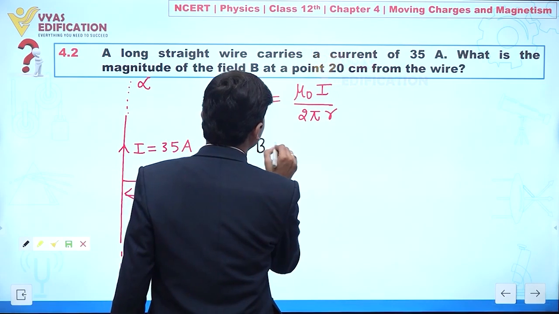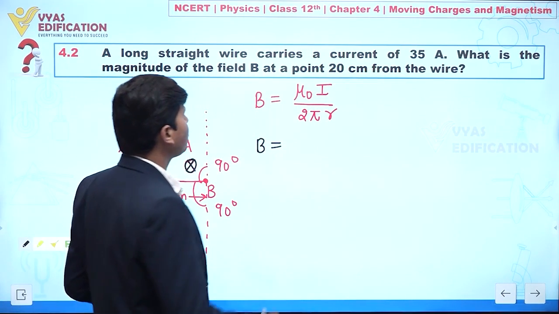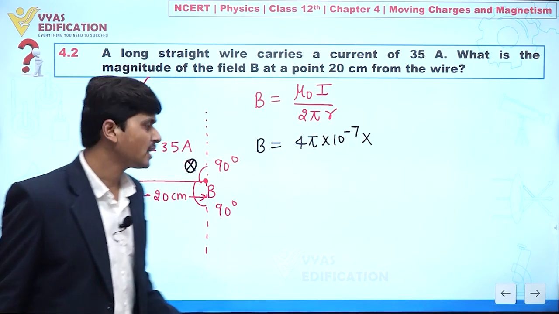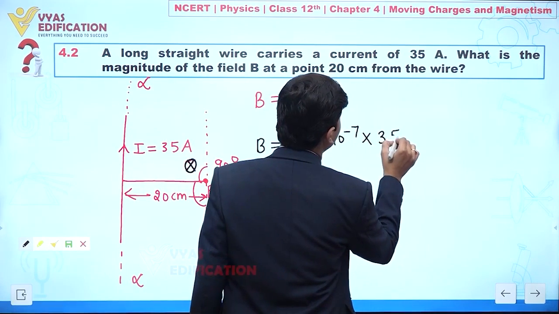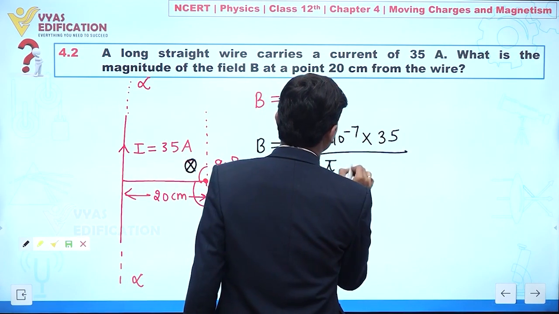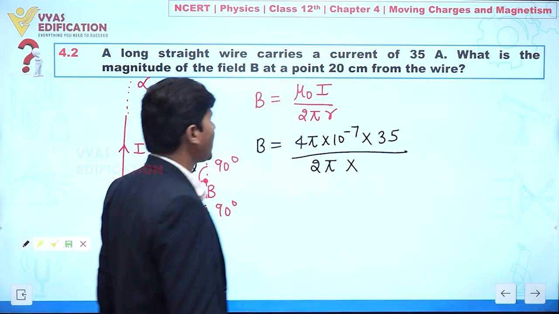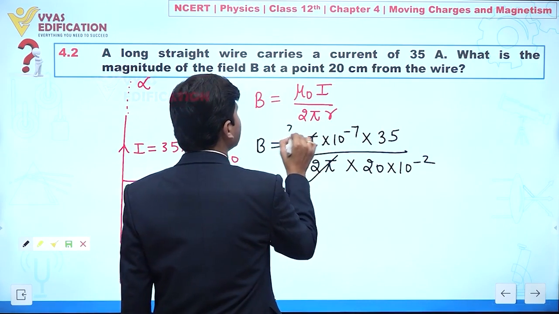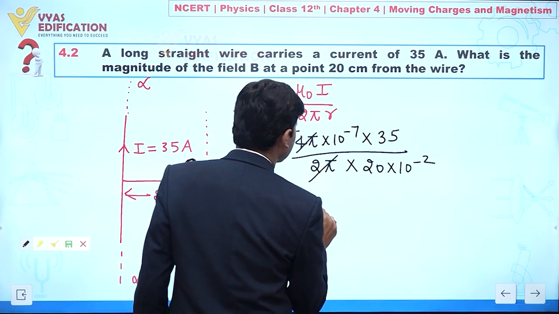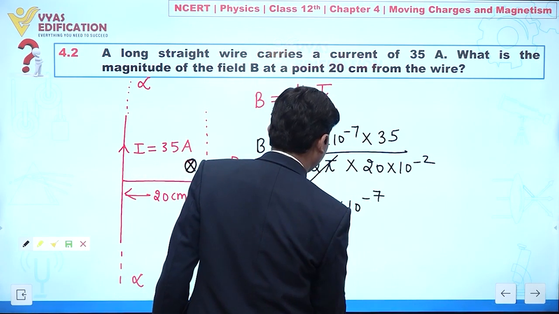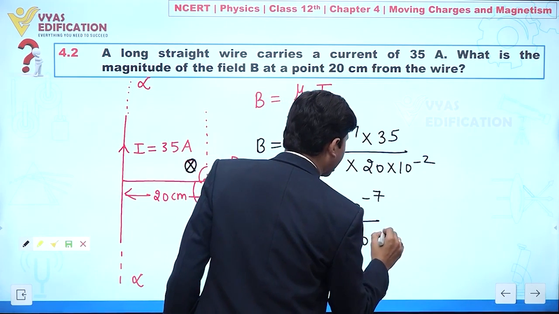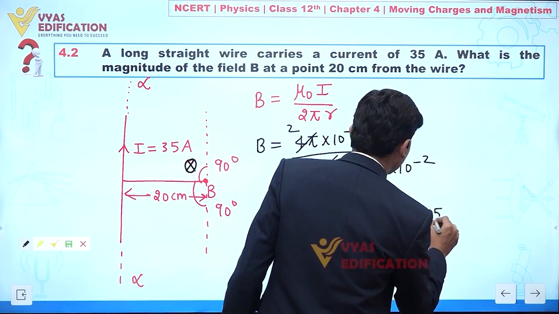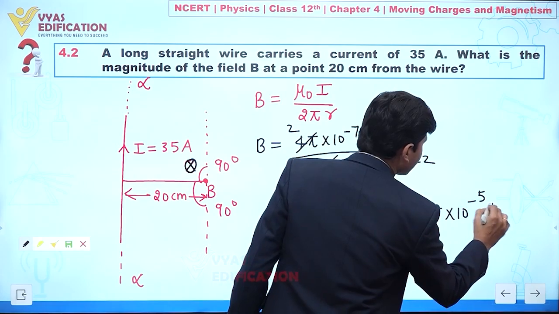Now I can calculate the value of magnetic field. The value of mu naught is 4 pi into 10 to the power minus 7, into the current flowing in this wire, 35, divided by 2 pi times r. The value of r is given as 20 into 10 to the power minus 2. So this gives 2, and we have 70 into 10 to the power minus 7 divided by 20 into 10 to the power minus 2. From here this one and this one cancel out, and this is 3.5 into 10 to the power minus 5 Tesla.